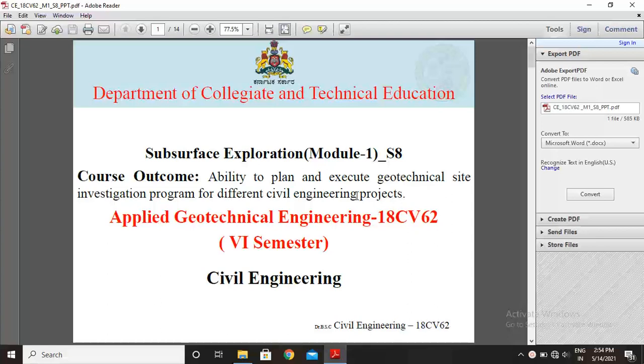Today I want to take session 8 of module 1. The title of module 1 is Subsurface Explorations, and the course outcome is the ability to plan and execute geotechnical site investigation programs for different civil engineering projects. The subject title is Applied Geotechnical Engineering and the subject code is 18CV62, in the 6th semester of civil engineering departments.